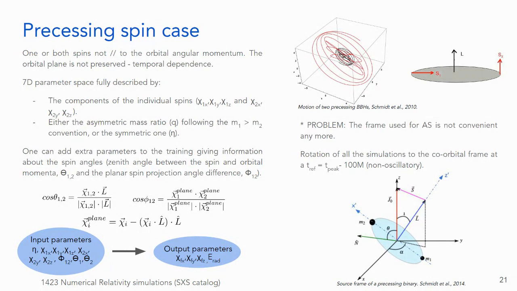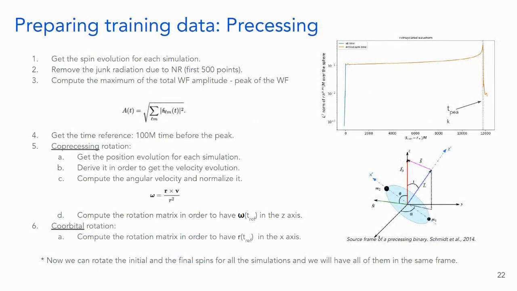But we have a problem. We cannot pick the information directly from the SXS catalog because, as I said before, the frame has temporal dependence. So we need to fix a reference time in order to have all the waveforms at the same position. How can we solve this? First of all, we get the spin evolution of each simulation. We remove the junk radiation from the NR simulations, and we compute the maximum of the total waveform amplitude, which is given by this peak. And we go 100 M before this peak. This is going to be our reference time.